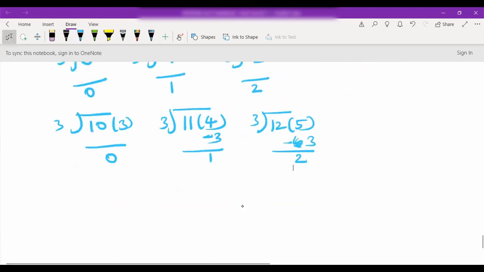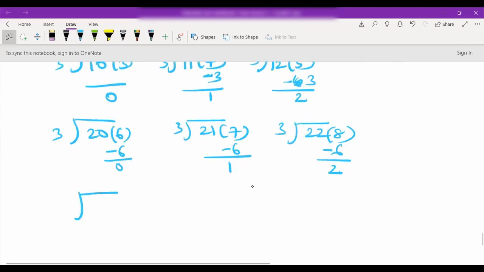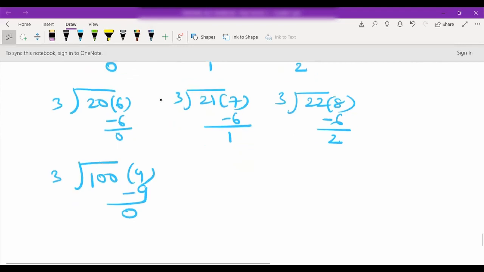Okay, number 6 is 20. When 20 is divided by 3, what are we getting? Remainder 0. Number 7, that is 21, when divided by 3, we are getting the remainder as 1. When we have number 8, which is 22, divided by 3, we are getting remainder 2. And then we have number 9, which is 100. When number 9 is divided by 3, your remainder is 0. So here we get three categories of remainder: remainder 0, remainder 1, and remainder 2.